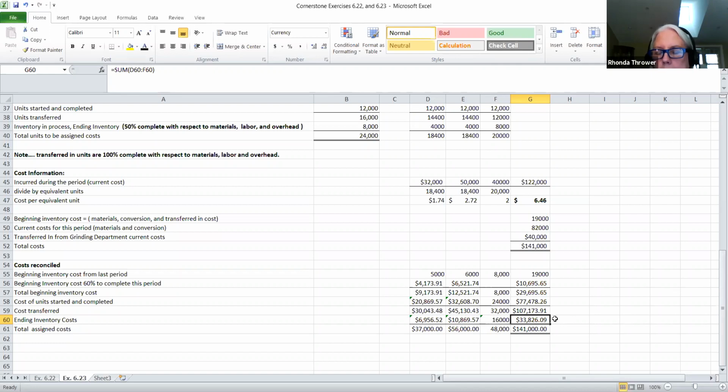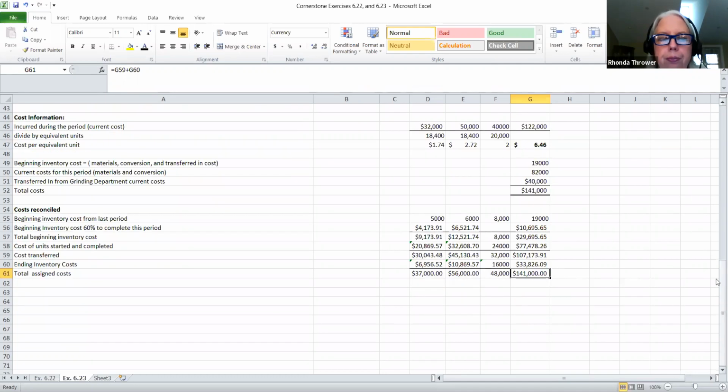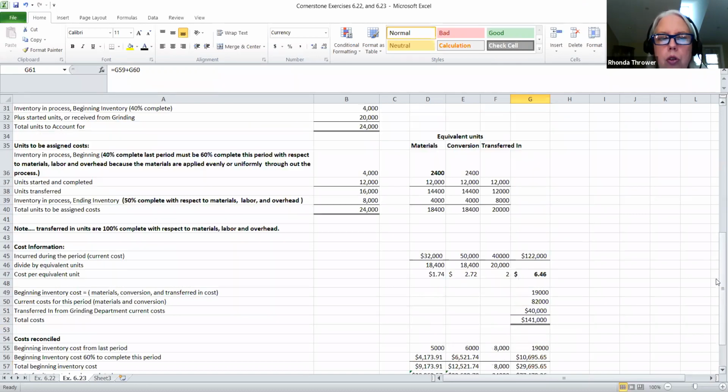And this was the ending inventory that would be the balance in your work in process account at the end of the period. When you add your ending inventory and what you transferred out, it comes back up to 141,000, which should match this figure here. It's got to match up. And then if you combine the transferred cost plus the ending inventory together, it gives you the total cost of materials, the total cost of conversion, and the total cost of transferred in units. All three of these added together will back up to $141,000. And that's all I want to talk to you about today.